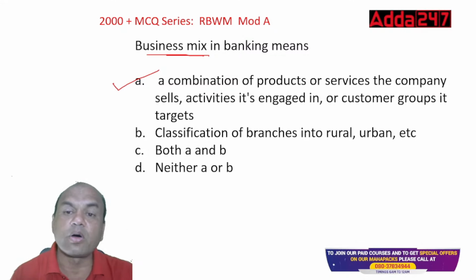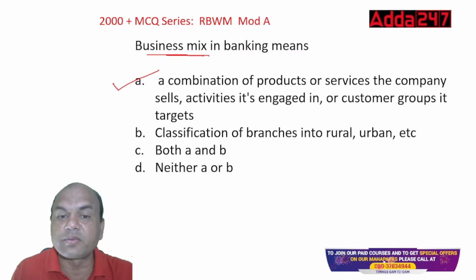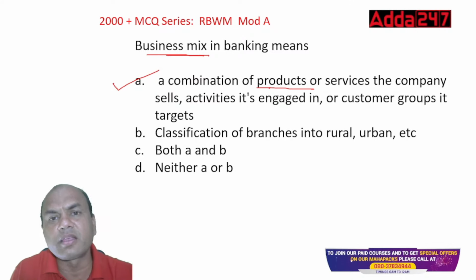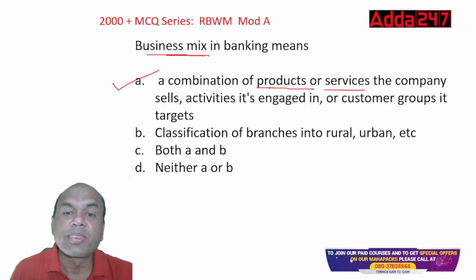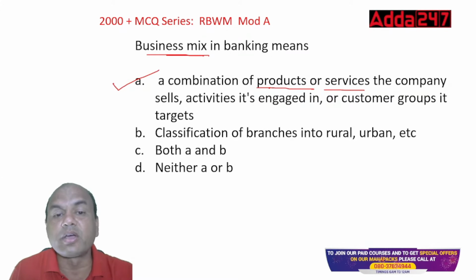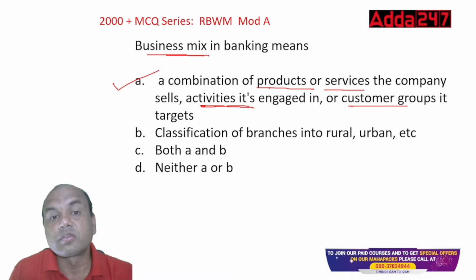Combination of products or services. Remember, products or services means what are the products of the bank? Saving, current, FD, loans. These are the products. Services means various services which we give. Locker service, right? Then demand service. Various services we give. Activities it's engaged in. So what all activities is it going on in? Then customer groups. What all are the target customers of us? So that is all business mix. Got it?